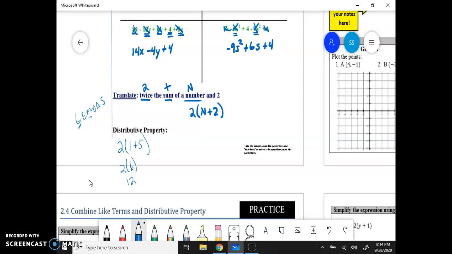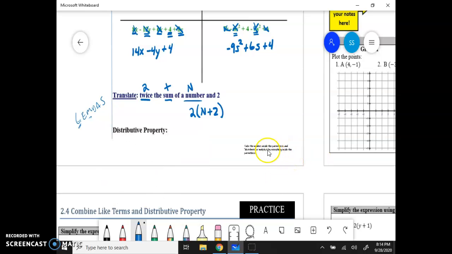Okay, but there's actually something else that we can do. We can basically take this whole thing inside the parentheses, and we're just going to double it. And so what we do is we just distribute this 2 to both of the numbers inside. So 2 times 1, that's 2, and 2 times 5, that's 10. And now we add them together and we get 12. Okay, and this is called the distributive property. So I'm going to erase this and just use that example to show you.